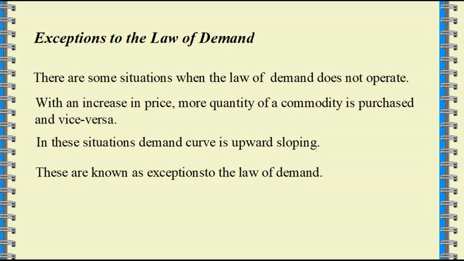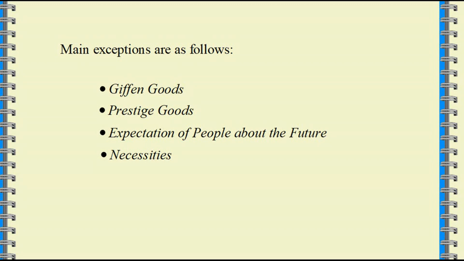Main exceptions to the law of demand are the case of Giffen goods, prestige goods, expectation of people about the future, and necessities. Giffen goods are a special type of inferior goods and they have a low price range. Whenever there is an increase in the price of Giffen goods, consumers will purchase more of them. There will also be high demand. With an increase in the price of the commodities, the demand also increases because these types of goods have a low price range and it doesn't affect the purchasing power of households.